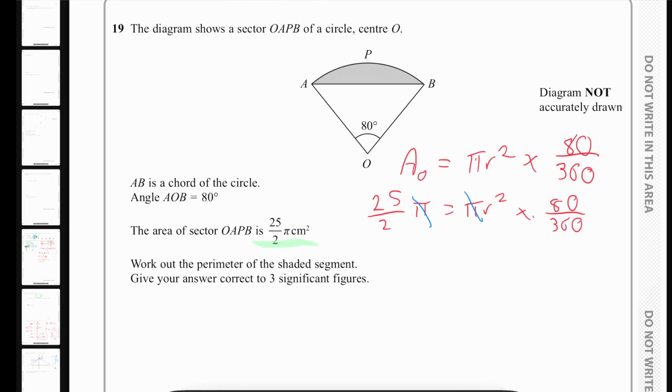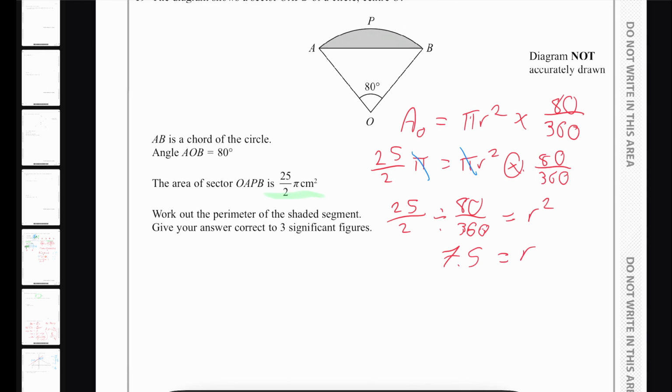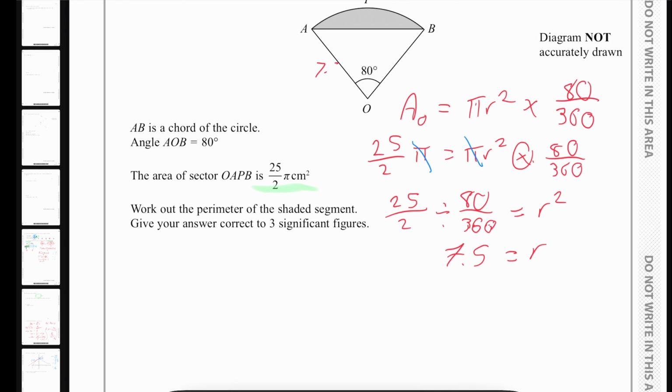So I'm going to move everything to the other side, so it becomes 25 over 2. And this was multiplication, so essentially just divide by 80 over 360 equals r squared. Plugging that all into a calculator and square rooting, we get that the answer is 7.5. So we've now got 7.5 for my radius.